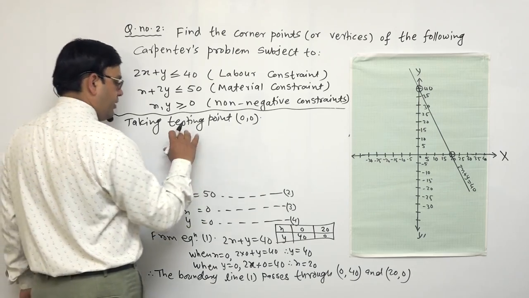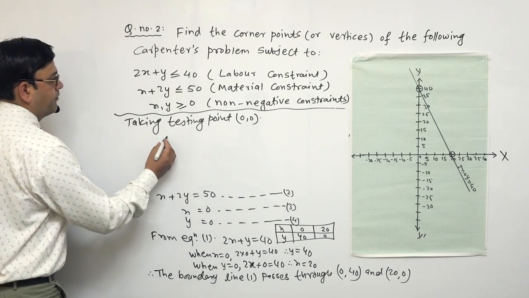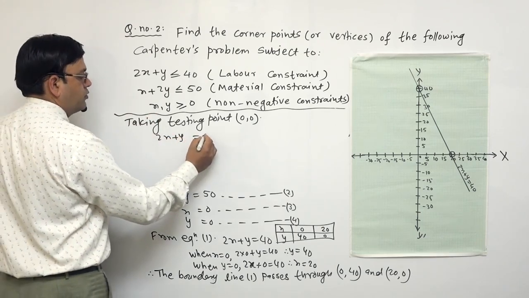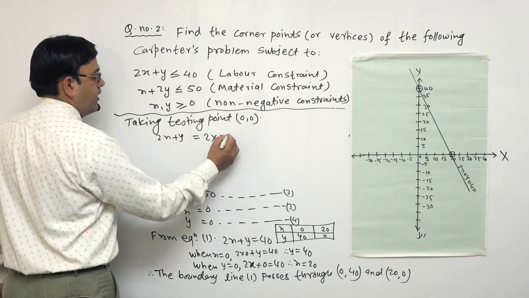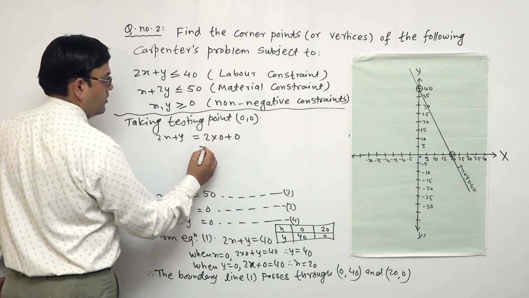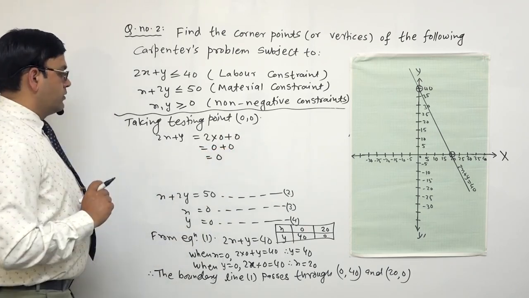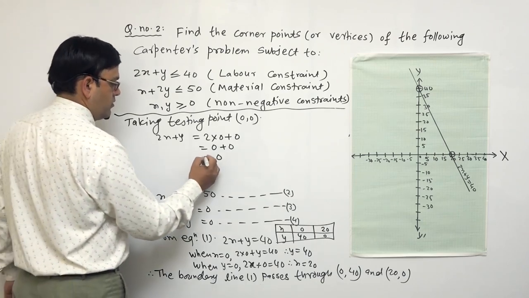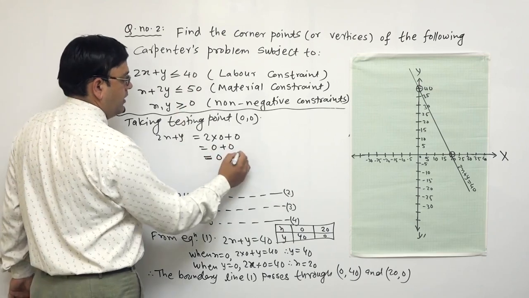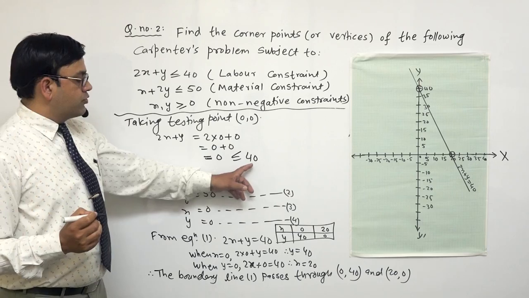Because if we take testing point (0, 0), it is easier than other numbers. So we have here 2x plus y is equals to 2 times x is 0 and then y is also 0. So 0 plus 0 is equal to again 0. So here 0 is less or equals to 40.